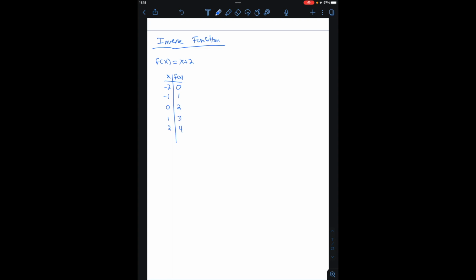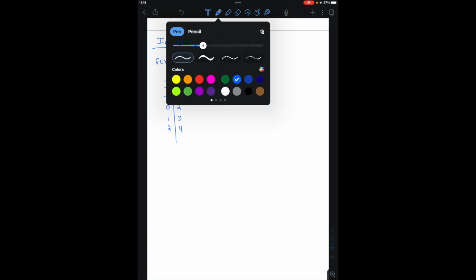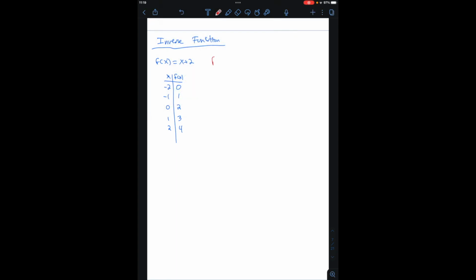Okay, now the inverse function takes that and it just undoes everything. So f inverse x, instead of adding 2, to undo that, we would have to take some input and subtract 2. Okay, so when we plug in something to our inverse function, such as 0, and subtract 2, we get negative 2. 1, we get negative 1. 2, 0. 3, 1. 4, 2. And that's f inverse x.